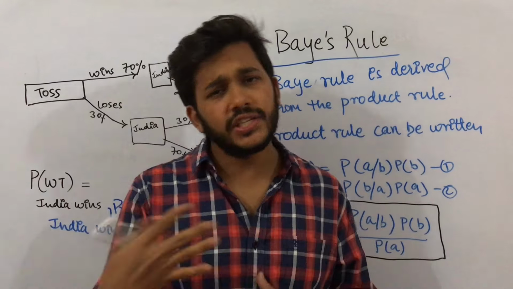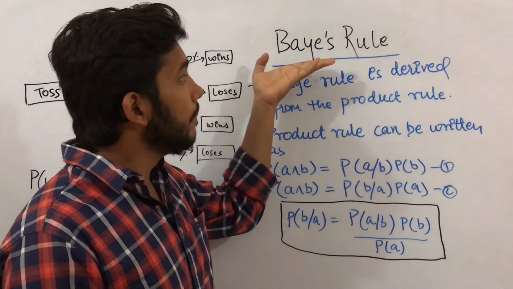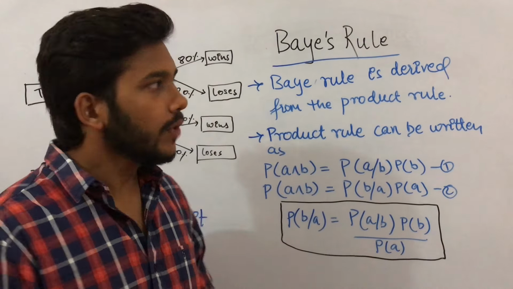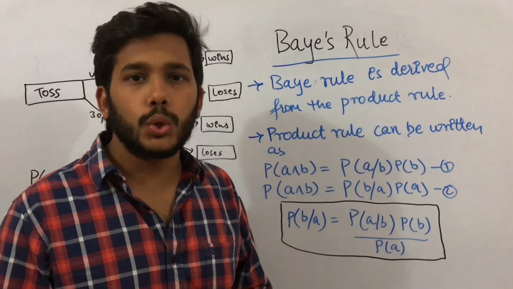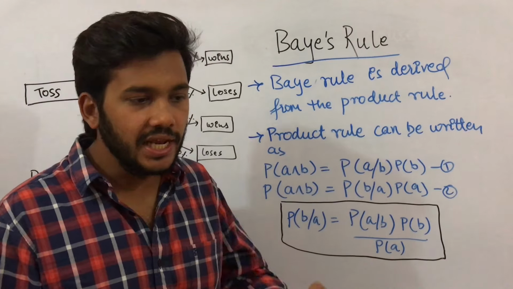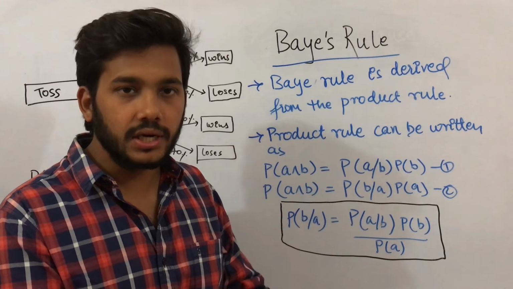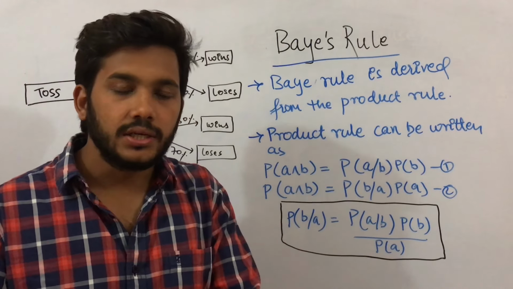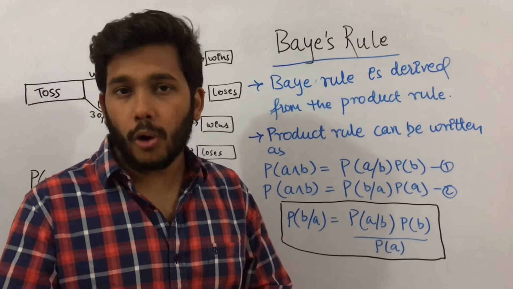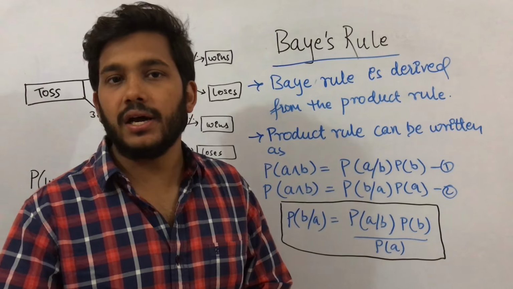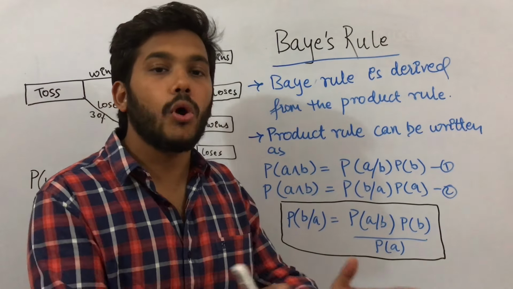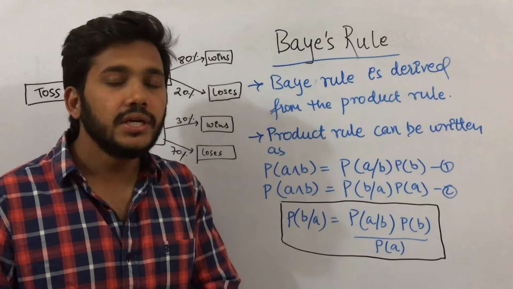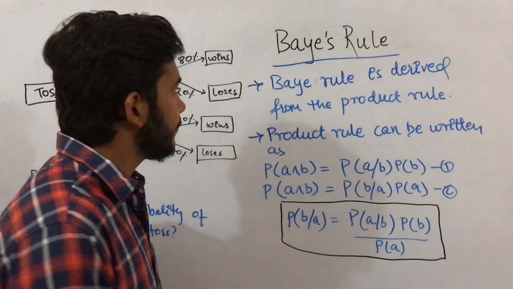Hi guys, in this video I am going to talk about Bayes rule. Bayes rule is also a conditional probability. When one particular event occurred, suppose event A occurred, then event B occurred, you can ask what is the probability that event B will occur given that event A has already occurred.